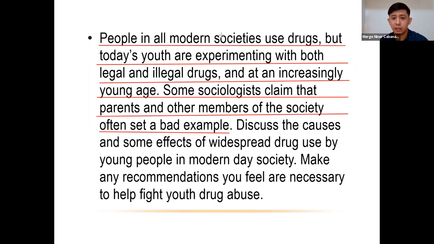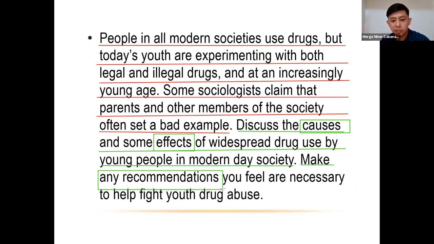Now, let's have a look at the questions. Discuss the causes. All right, I'm going to encircle that right now. Causes. Don't want the circle one, I want the square one. Okay. Causes. Effects of widespread drug use by young people in modern day society. And then I have another instruction. Make any recommendations you feel are necessary to help fight youth drug abuse.